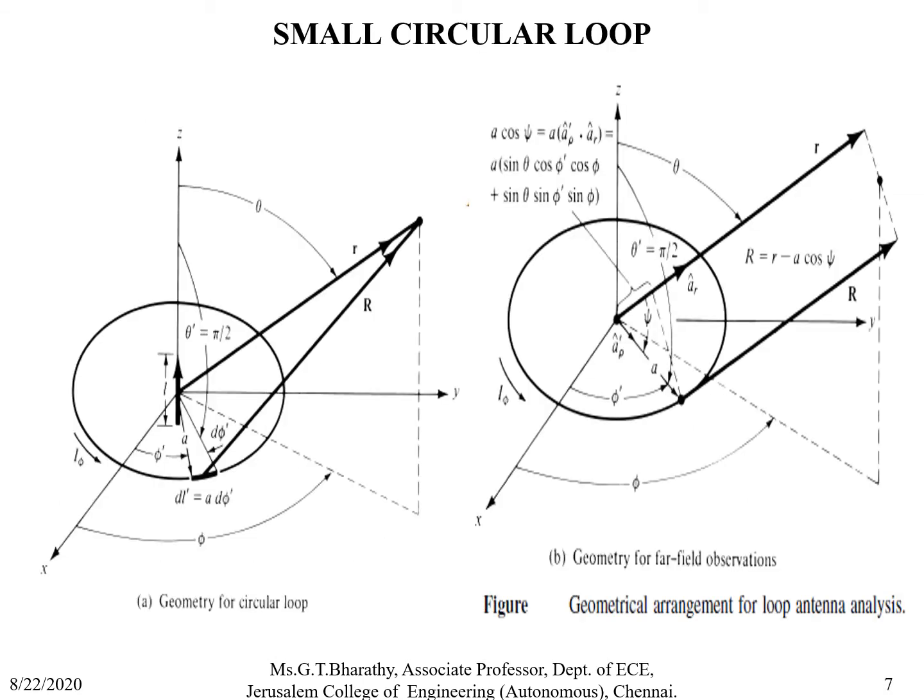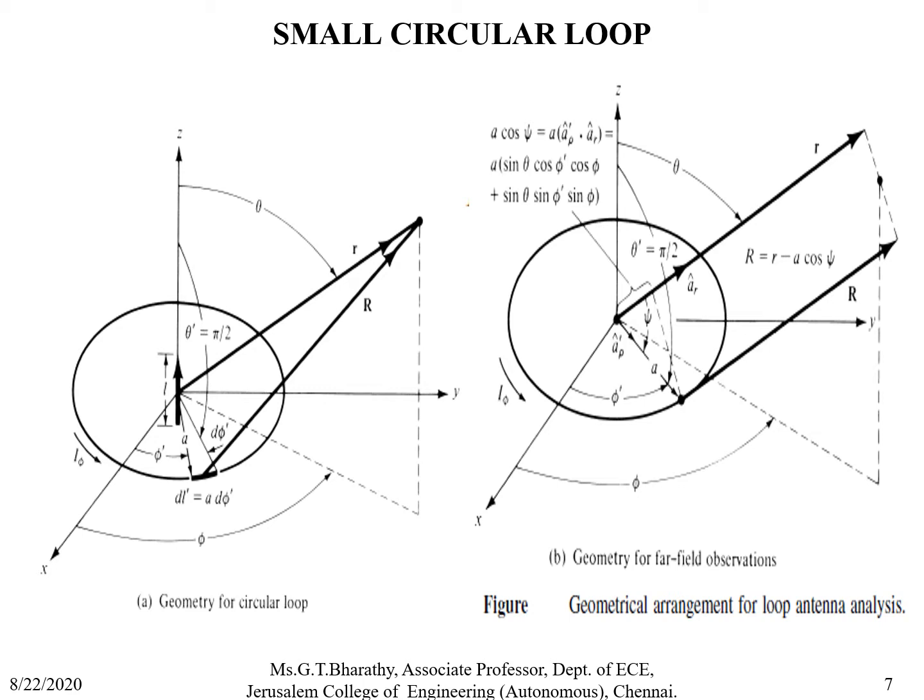This is the diagrammatic representation of a small circular loop. Here you can see that the circular loop of radius a is placed in the xy plane. The maximum of the radiation occurs towards the z direction, as the arrow mark represents. The current is represented as I phi.